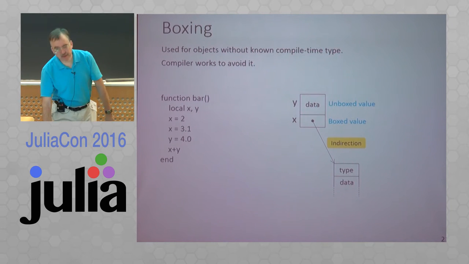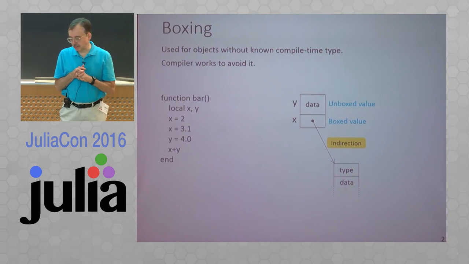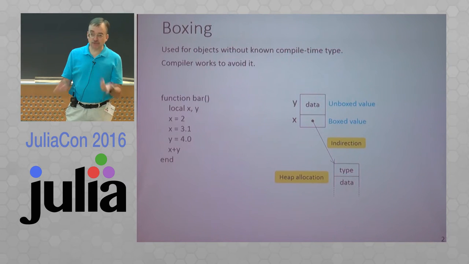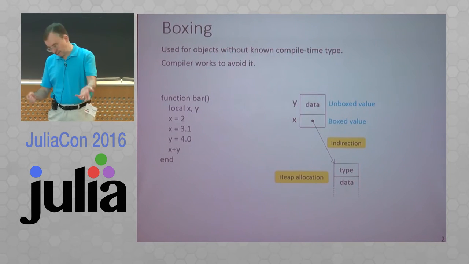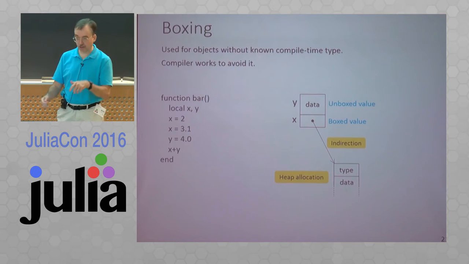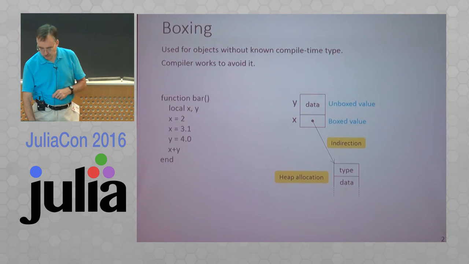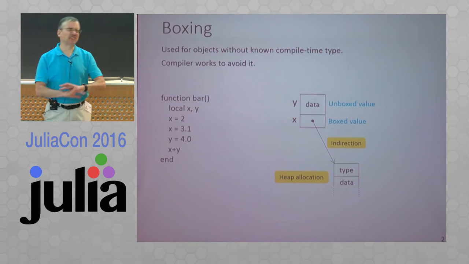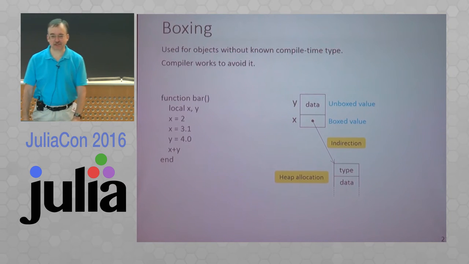Okay, now the boxing incurs some penalties. First of all, there's an extra level of indirection. So there's going to be an extra level of fetch when the processor fetches the data, because it's going to fetch the pointer first and then follow the pointer. If you talk to our hardware architects, they really hate indirect loads because they can't predict them.